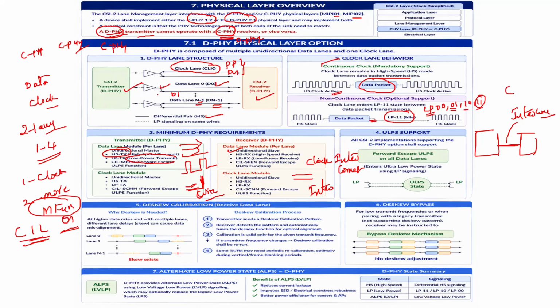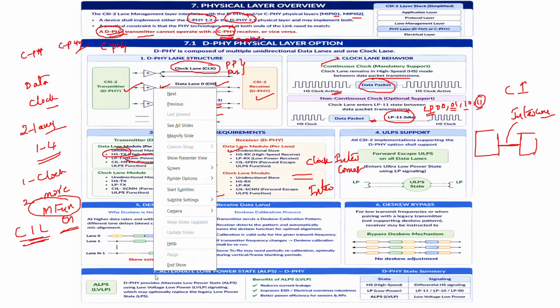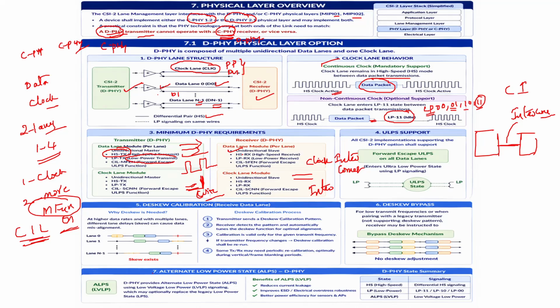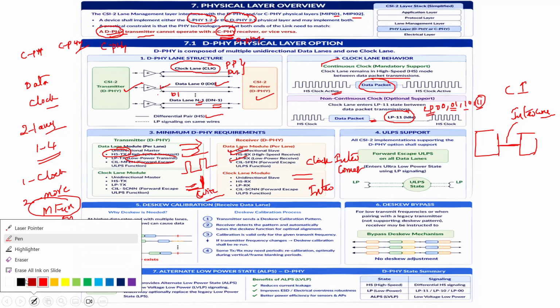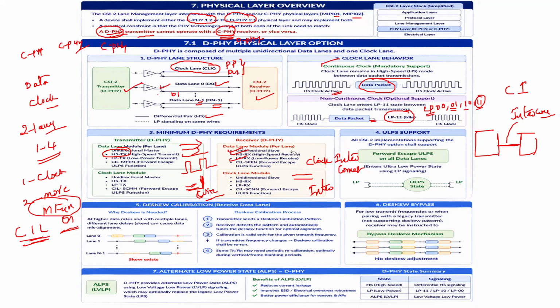Similarly, we use the clock interconnect lane to connect different convolution networks, all these things. And similarly, on the receiver side there is a unidirectional slave, and high speed receiver signals are there, and low power receivers are also there. Just as the master is enabled, the slave is also enabled for the clock interconnect lane.